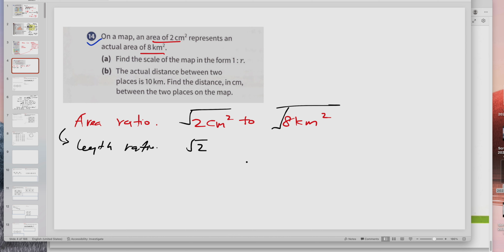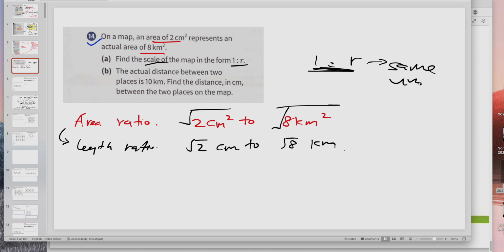When do you write that down? At the end, the final answer. So this one is 1 cm to square root 8 kilometer. Don't have to write down that string of numbers. They want it to be in 1 to r, so they want it to be same unit. This indicates same unit ratio. So I get it into centimeter first.